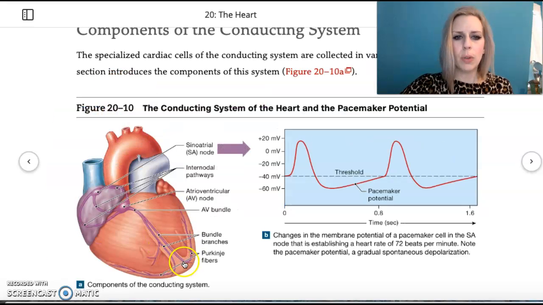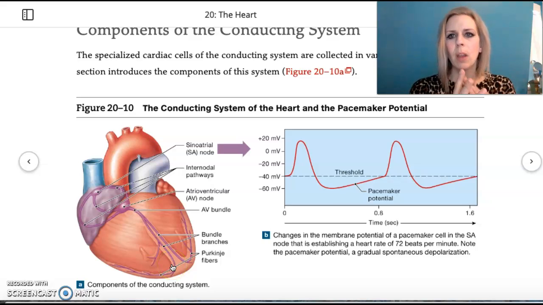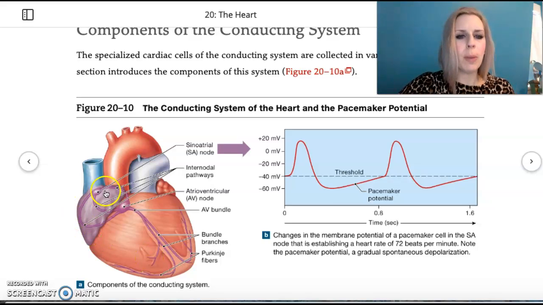Once the impulse reaches these Purkinje fibers at the apex of the heart and begins to spread along those fibers, these will cause the contractile cells to contract in the heart, and that is following through with this contraction coming from your pacemaker or your SA node.